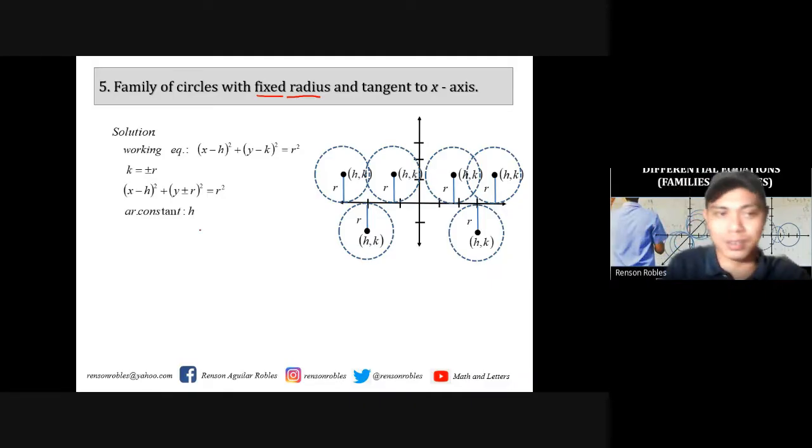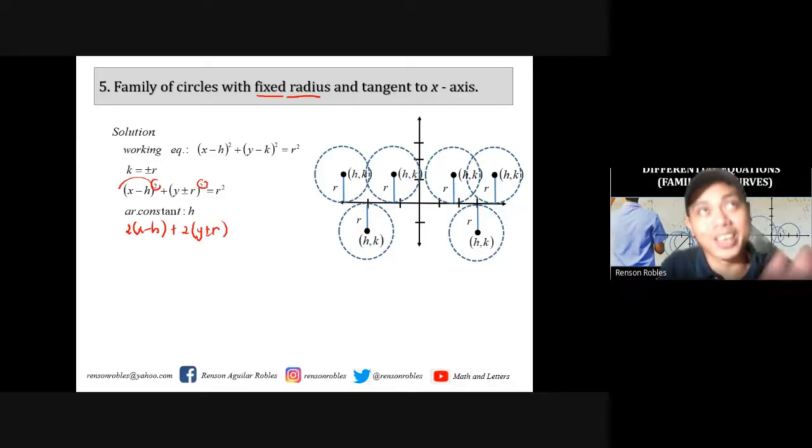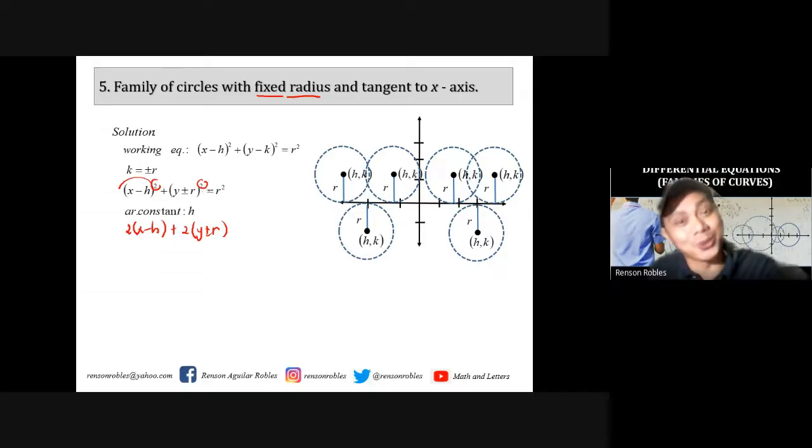Doing so, you just bring this down. We're just repeating the process from earlier. So you bring 2 down, you copy (y ± r), and then you subtract 1 from 2. That's it. And then you differentiate y ± r, so that's y′ equals 0. So we only need to differentiate it once.